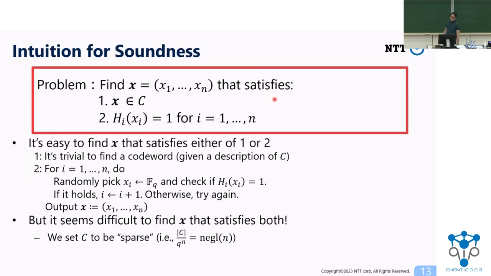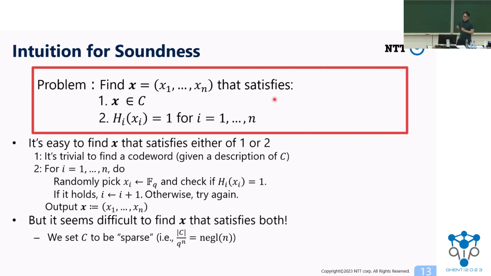So let me start by explaining the intuition for soundness, why this problem is difficult for classical computers. The first observation is that it's easy to find x that satisfies either of 1 or 2. For 1, it's very trivial. If we are given a description of the code C, or in other words, the generator matrix of C, then it's trivial to find an element of C. And for 2, this is less trivial, but this is still easy, and this can be done as follows.